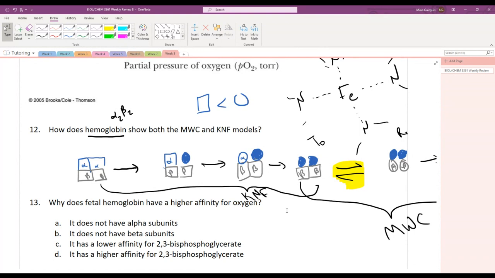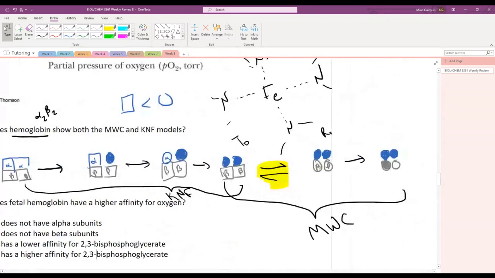Once both alpha subunits have bound, this resembles a tense form because your beta subunits are in their less favorable conformations for binding. When the two bind, then that equilibrium shifts and allows the two to bind more easily, and that resembles that MWC part. Okay? A really important thing to note here is, once again, I'm going to remind us of why.